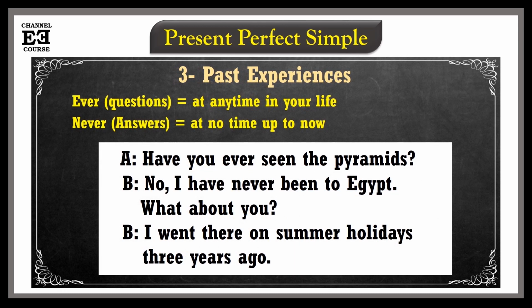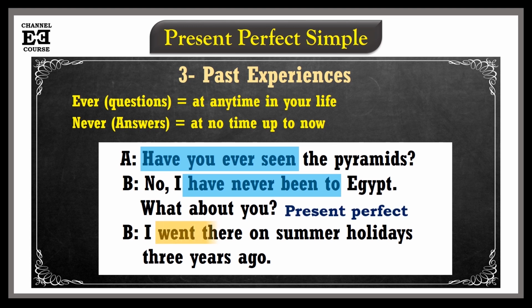Let's have a look at this conversation. Have you ever seen the pyramids? No, I have never been to Egypt. What about you? I went there on summer holidays 3 years ago. As you have seen, the conversation started with a question about unspecified past experience with ever. The answer is given in the negative form with never, and the additional details are given with the past simple verb went plus a specific time expression, 3 years ago.